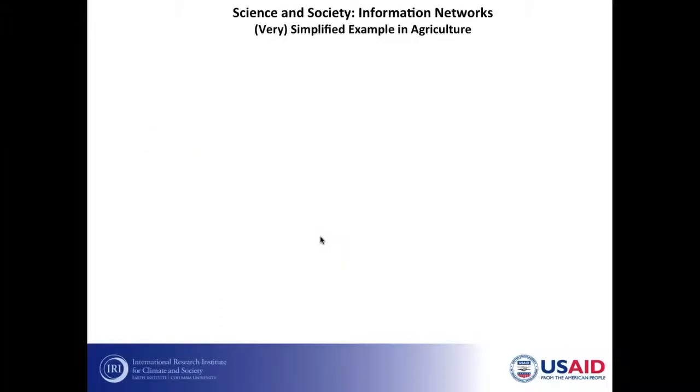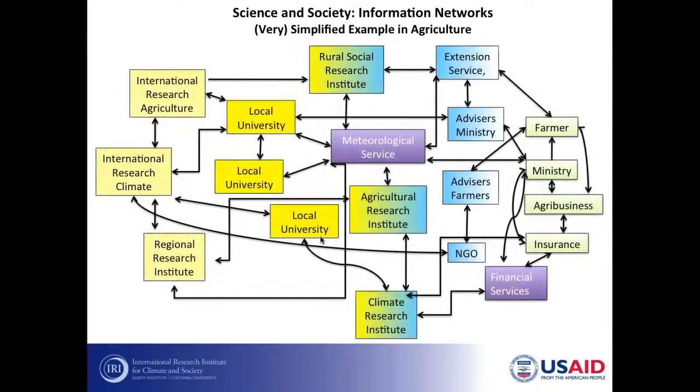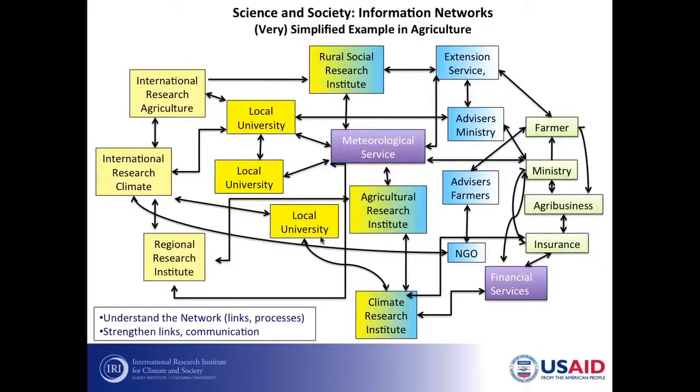Now, of course, in reality, these information networks are much more complex than those simplified chains, and actually much more complex than the figure shown in this slide. But we strongly believe that if we want to inform stakeholders, end users, governments, development agencies, we need to understand these networks. We need to understand the processes, the links. We need to identify links that are missing or links that are weak, and then try to create those that are missing and to strengthen those that are weak.